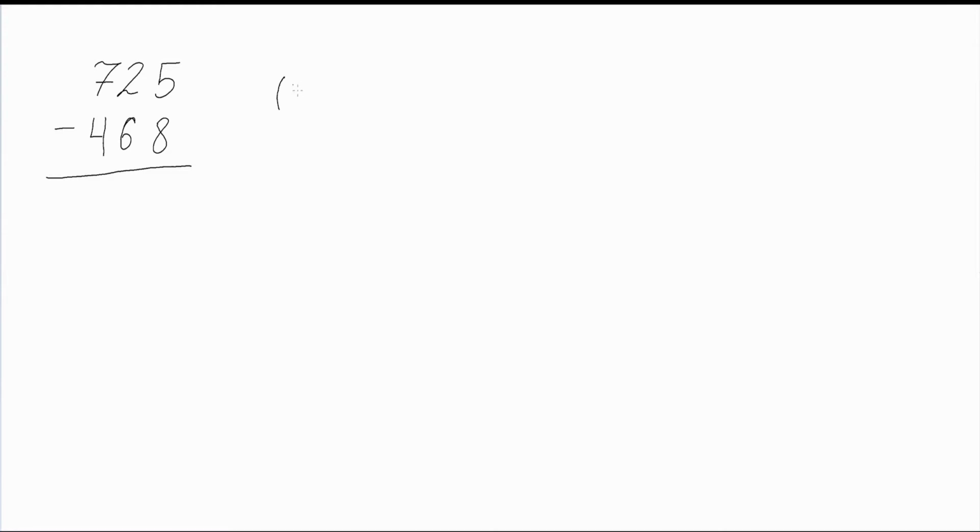One way is by breaking 468 into three parts, which are 400, 60, and 8, and separately subtract each number from 725. But this way is a bit difficult to do in your own head, because there's too much stuff to memorize. There is a second way to solve this problem, and it is by rounding 468 to 500.